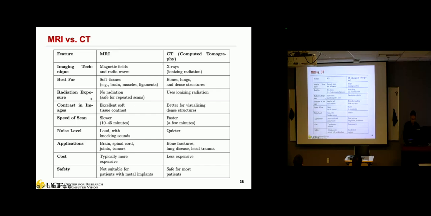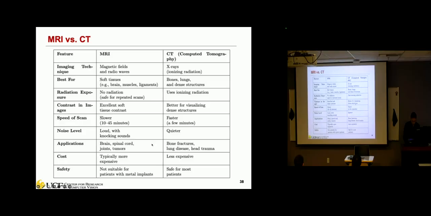And for radiation exposure, with MRI we basically don't have radiation. We only use magnetic field and radio waves, so it's very safe for repeated scans. But for CT or X-ray, we do use ionizing radiation, which has a higher frequency. If we look at the electromagnetic spectrum, they have a higher frequency. Also MRI has excellent soft tissue contrast, and CT is better for visualizing dense structures.